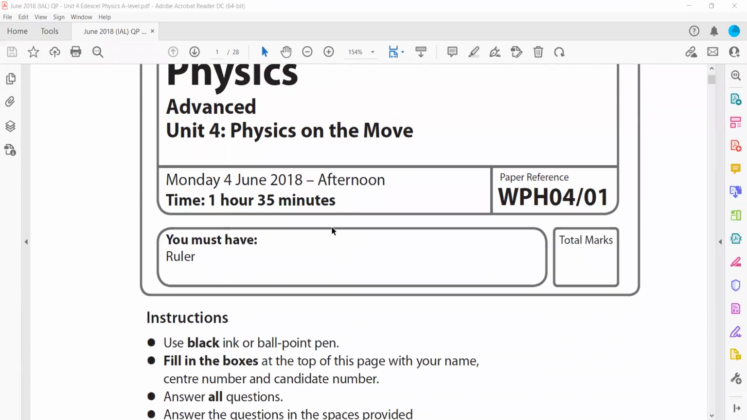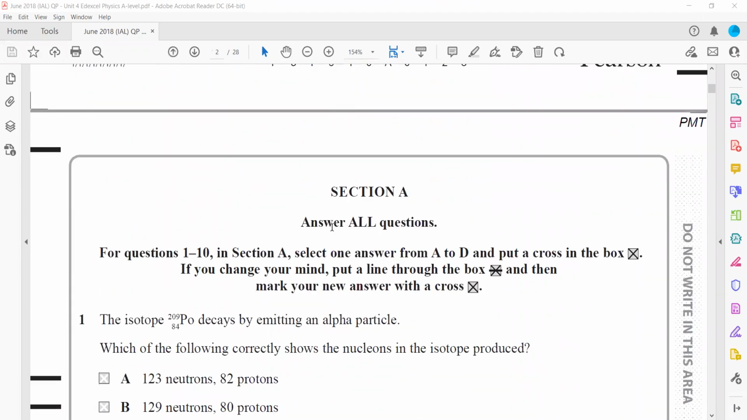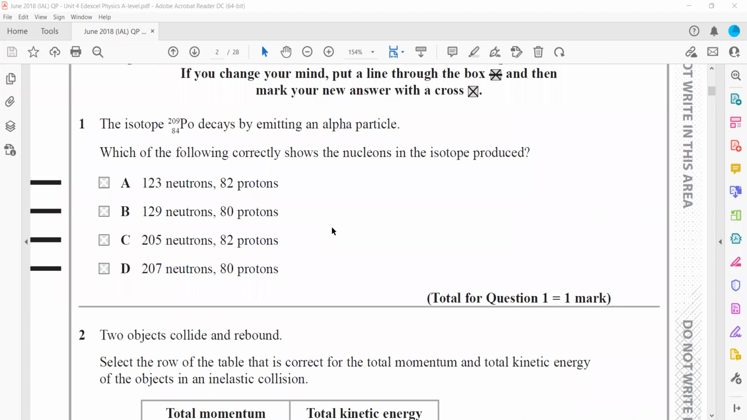So this is June 2018, Unit 4. An isotope of polonium decays by emitting an alpha particle. Which of the following shows the number of nucleons in the isotope produced? Yes, because the neutron number will decrease.